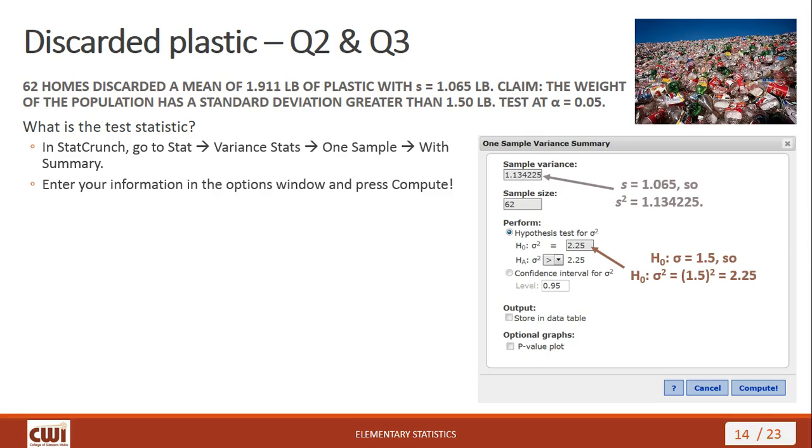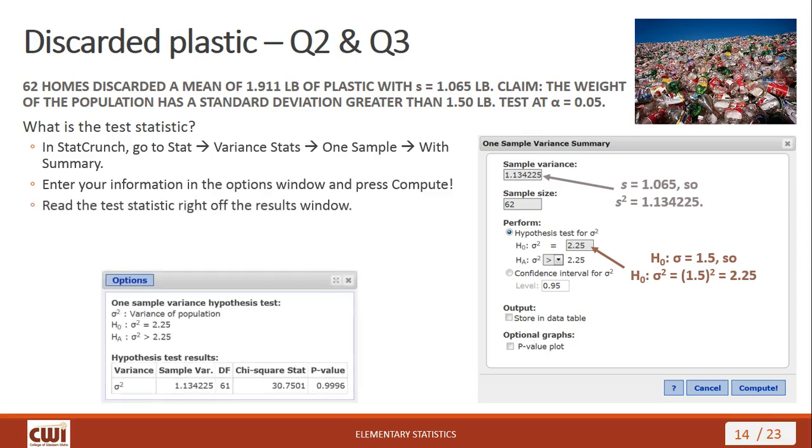Once you have this information in, you can press Compute, and you read the test statistic right off the results window. So there's no need to take the square root of anything. Our test statistic will be the second to last number in our results window. And so we have a test statistic value of 30.7501. If we want to know what the p-value is, which is the next question we were asked, we're going to take the last value in our test results window. It will be 0.9996.